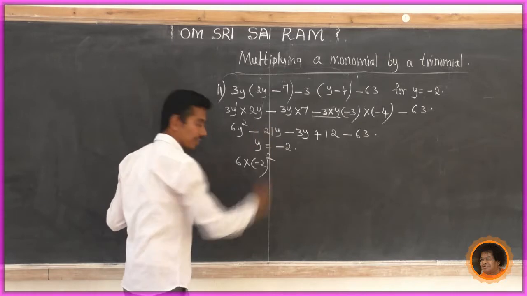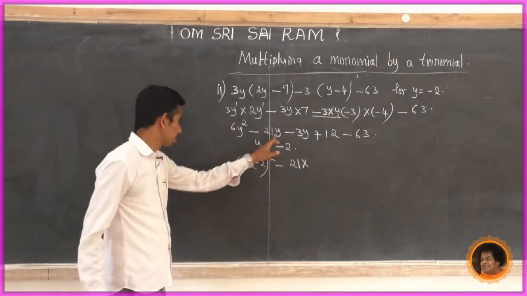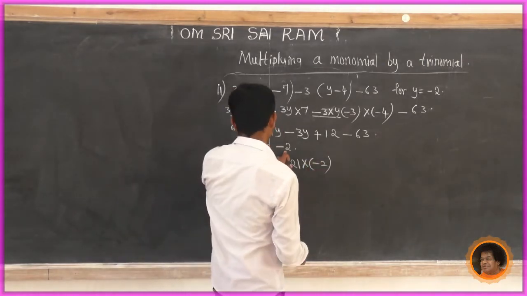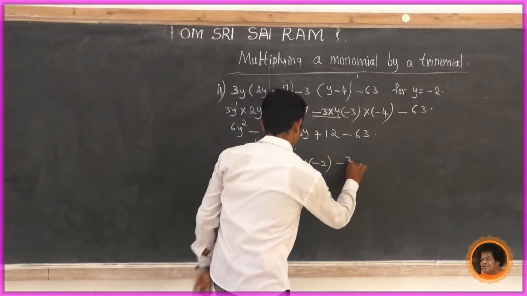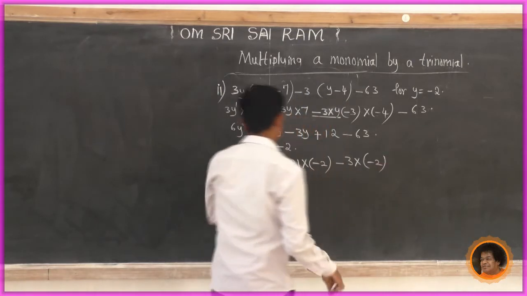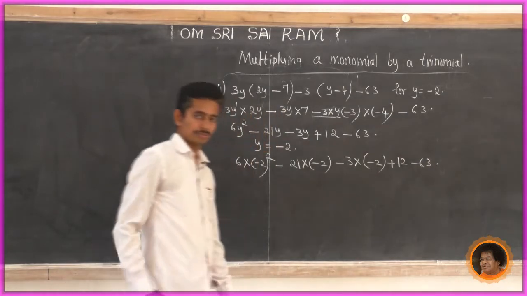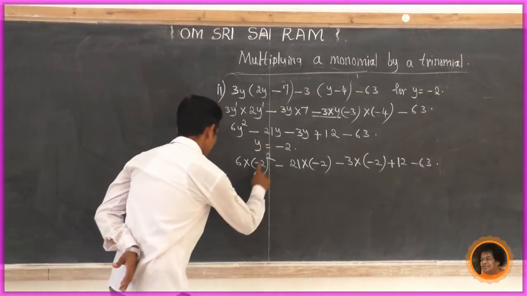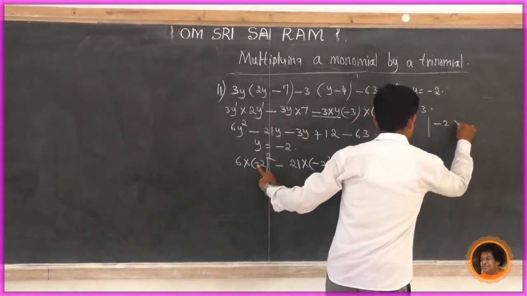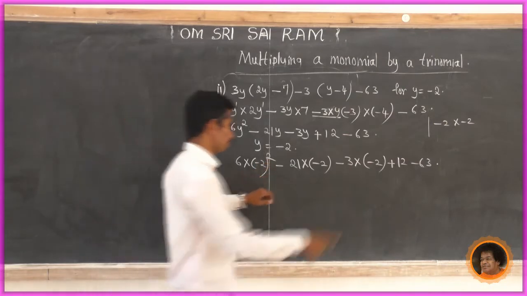Minus 2 squared, minus 21 into y. What is the value of y? Minus 2. So minus 2. Then minus 3 into y. What is the value of y? So it is minus 2 plus 12 minus 63. Minus 2 whole squared means minus 2 into minus 2. What do you get? Minus 2 squared means minus 2 into minus 2.